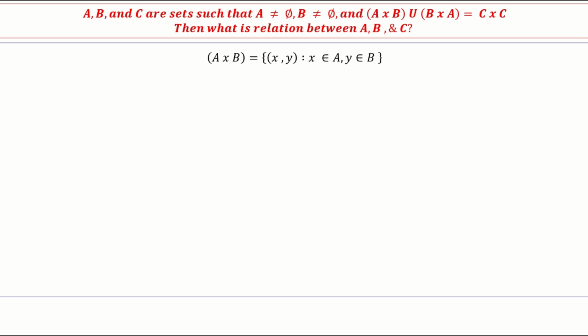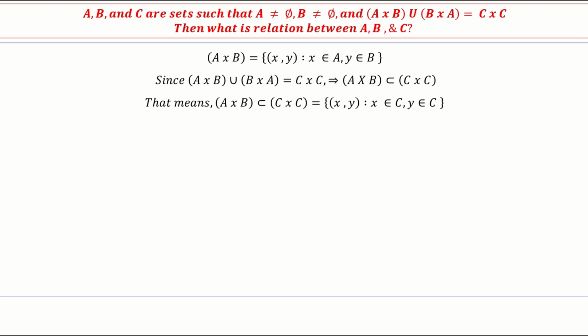So by definition, A cross B is (x, y) such that x belongs to A, y belongs to B. Since A cross B union B cross A is equal to C cross C, A cross B is a subset of C cross C. Correct? Because C cross C is a union of two sets, one is A cross B, the other is B cross A. So A cross B is a subset of C cross C.